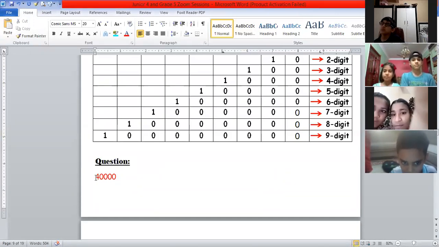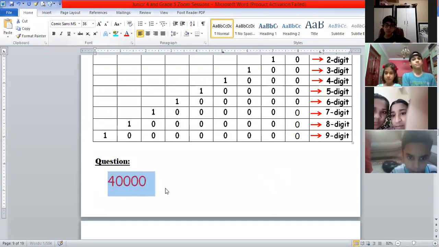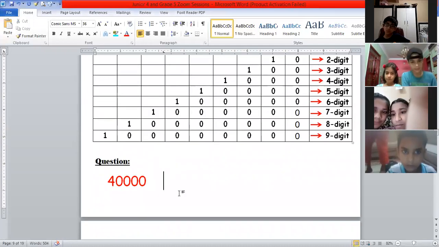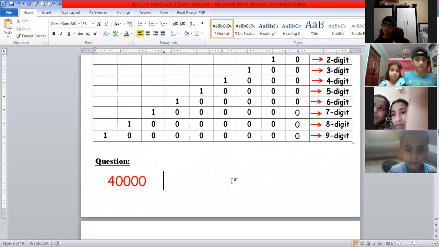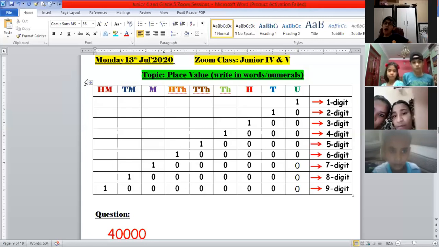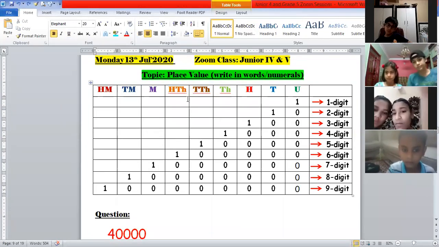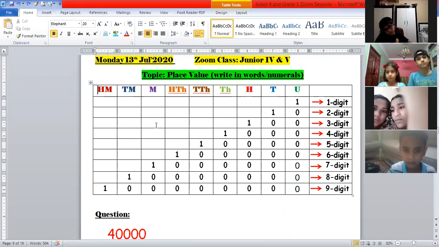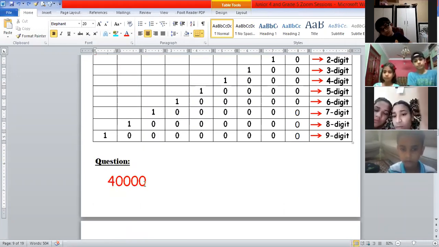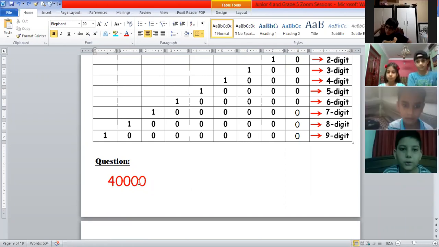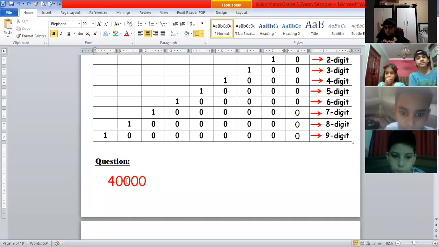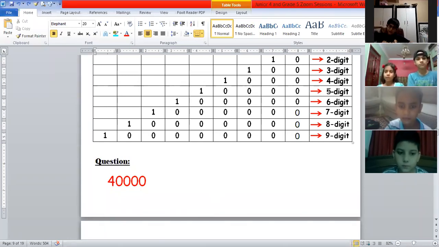So first, we have to write this number in words. How can we write any number in words? It will be easy for us if we learn this chart. First we'll make this chart, and then we'll count the digits. How many digits do we have in this question? We have 1, 2, 3, 4, 5 digits. It means that we have to start writing our number in the 5 digit column.